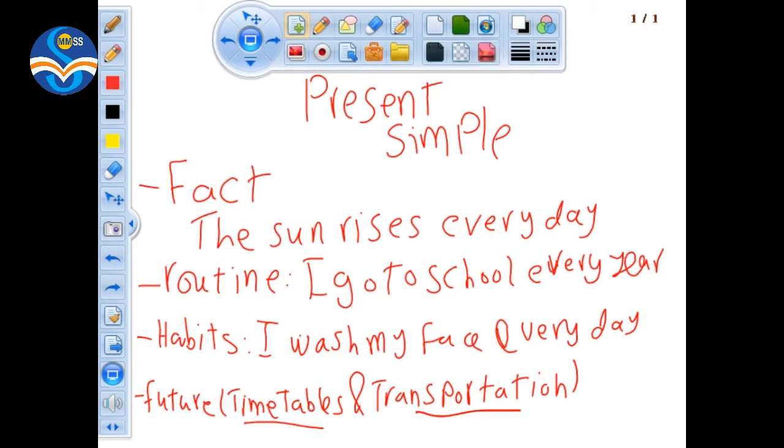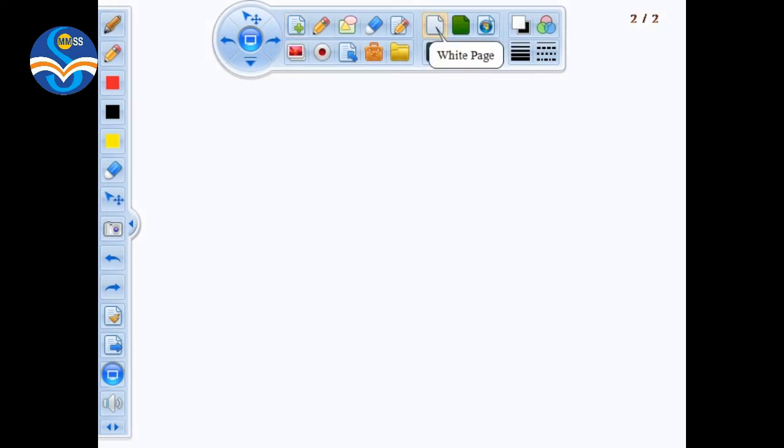Let's move to the second part of our lesson for today, which is the helping verbs.